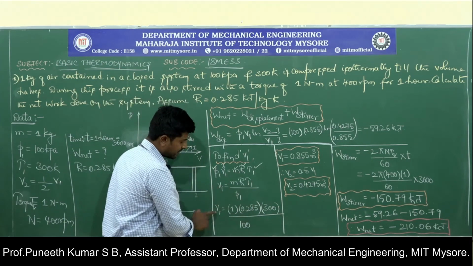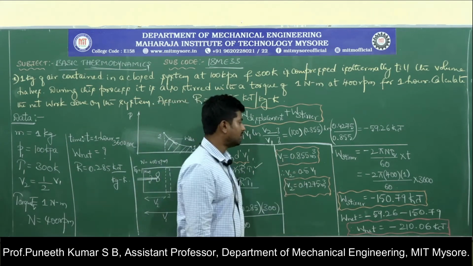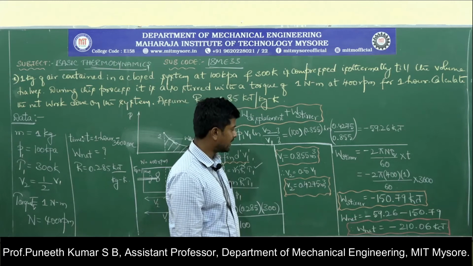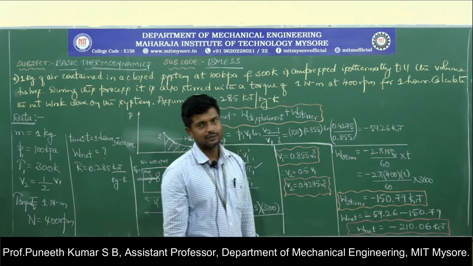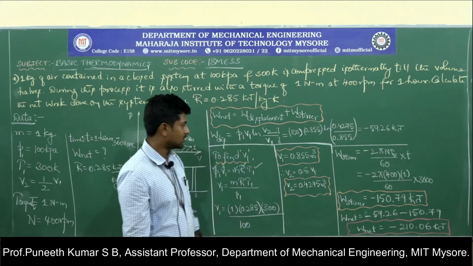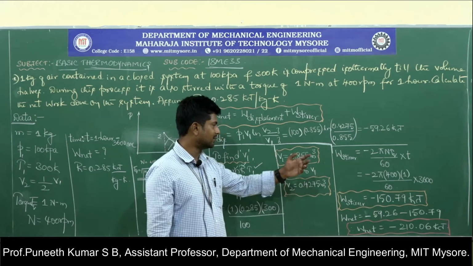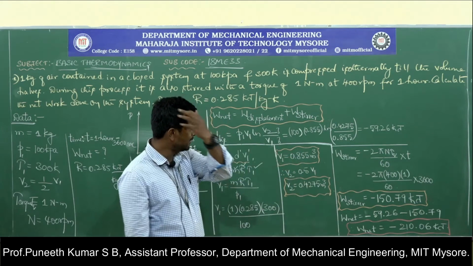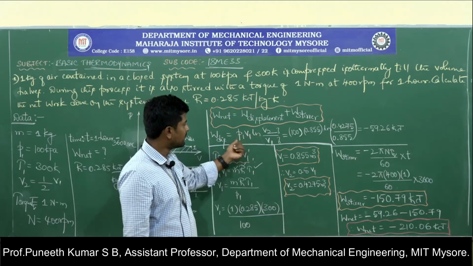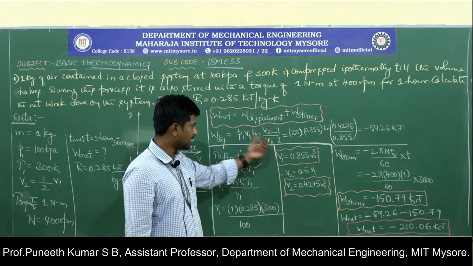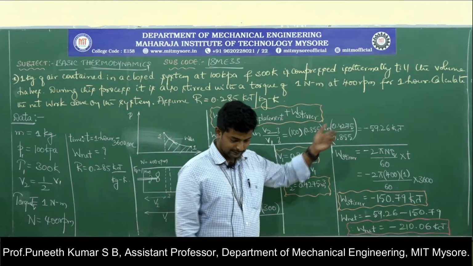So we find the value of V1, which came out to be 0.0855. Once V1 is known, we already know the relation between V1 and V2, so the V2 value comes out to be 0.4275. Once V1 and V2 are known, we can apply every other parameter which is already known, so that I can find the displacement work.